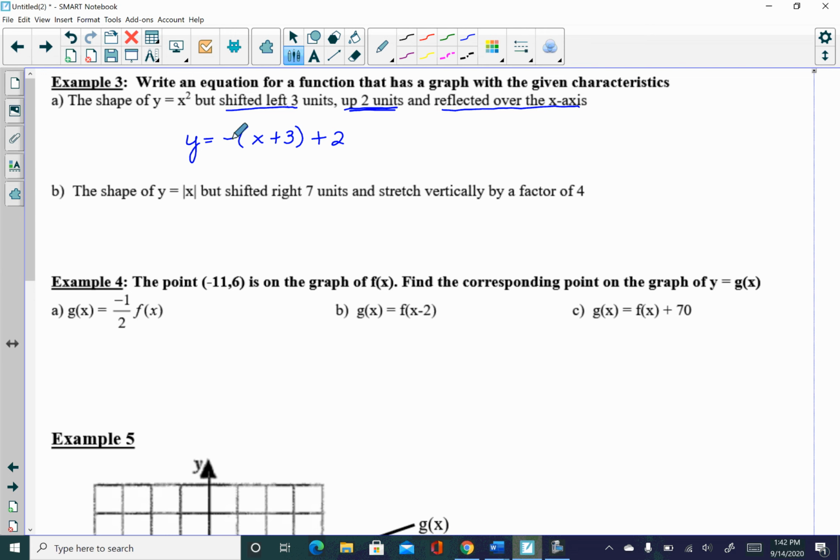Just put your negative there, and nope, I can't forget my squared. Okay, that would be the function that we're looking for there. I encourage you to pause, try letter B, and check yourself by the solution key. We'll move on down to example 4.